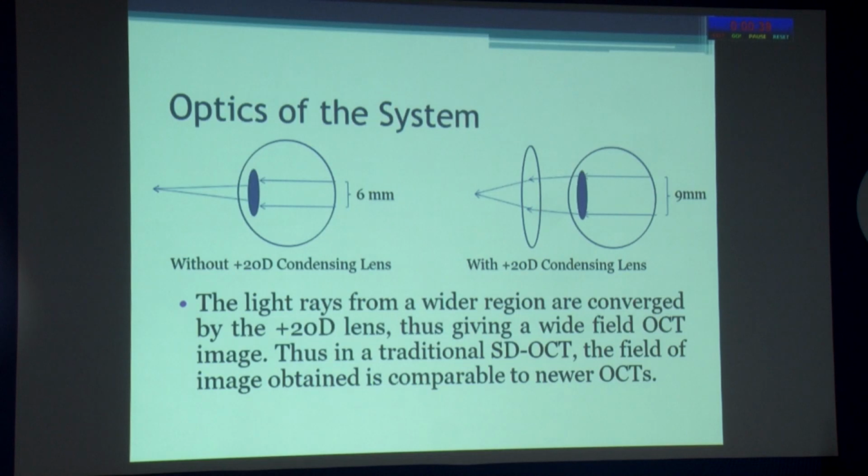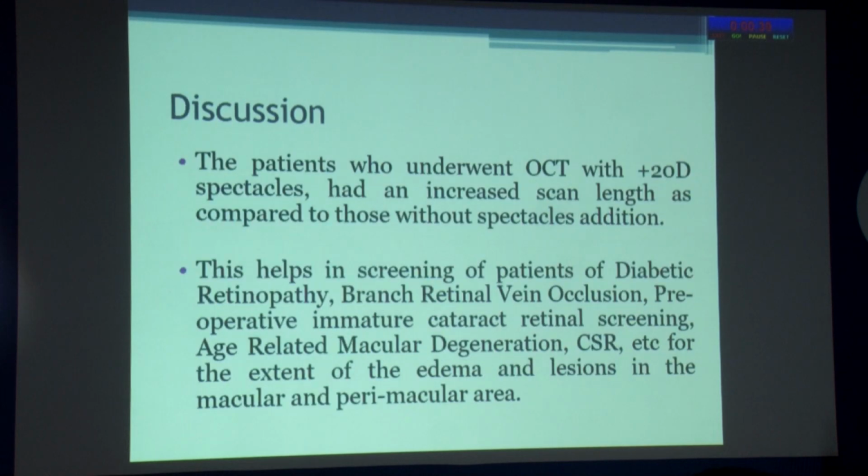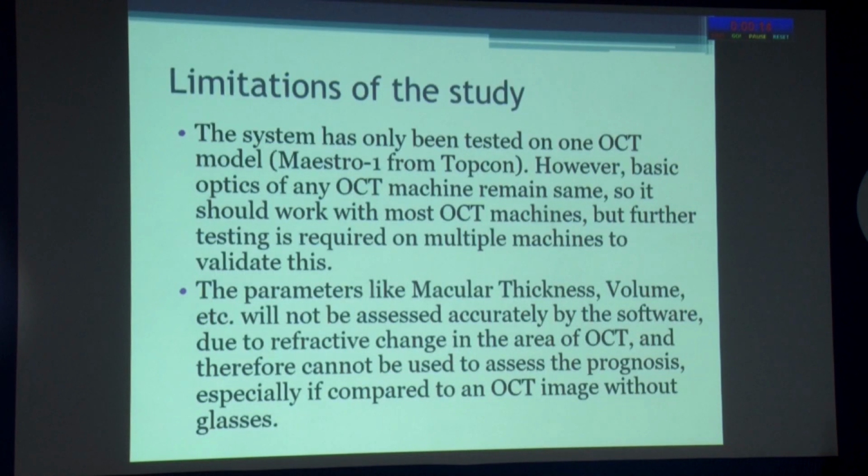The optics are that the aspheric plus 20 diopter glasses condense the light rays, and thus a wider field of area is obtained. The patients who underwent OCT with plus 20 D spectacles had an increased scan length as compared to those without spectacles. This helps in screening of patients with diabetic retinopathy, BRVO, etc., for lesions in the peri-scan area and the perimacular area. The limitation is that this has only been tested on my Topcon Maestro 1.